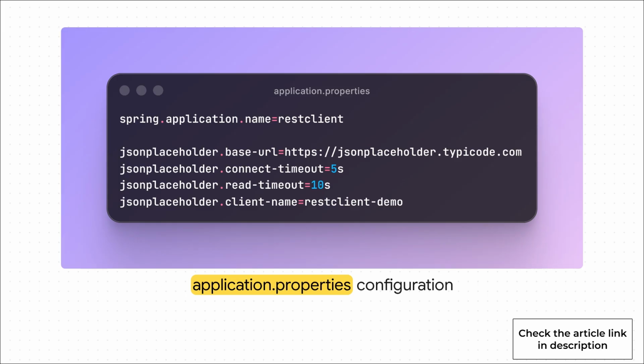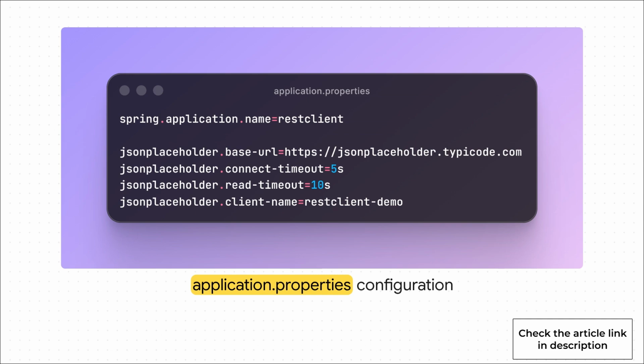So, in our application.properties file, we're not leaving anything out. First up, we set spring.application.name equals RestClient. That just gives our app a proper identity. Then, we group our custom properties under a nice logical prefix, so we use jsonplaceholder. We define jsonplaceholder.base-url equals https://jsonplaceholder.typicode.com. Right under that, we've got jsonplaceholder.connect-timeout equals 5s, followed by jsonplaceholder.read-timeout equals 10s, and finally, jsonplaceholder.client-name equals RestClient-demo.